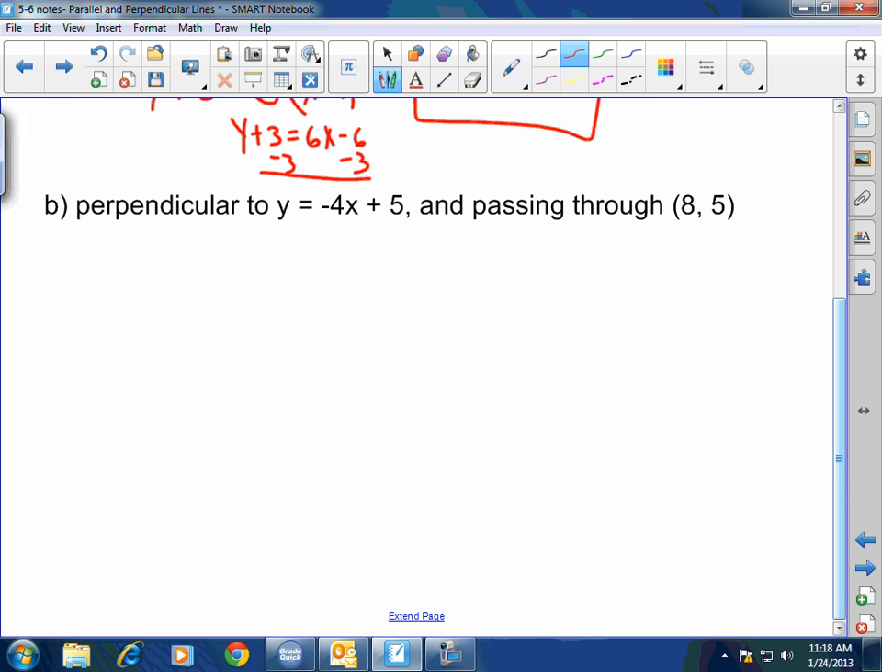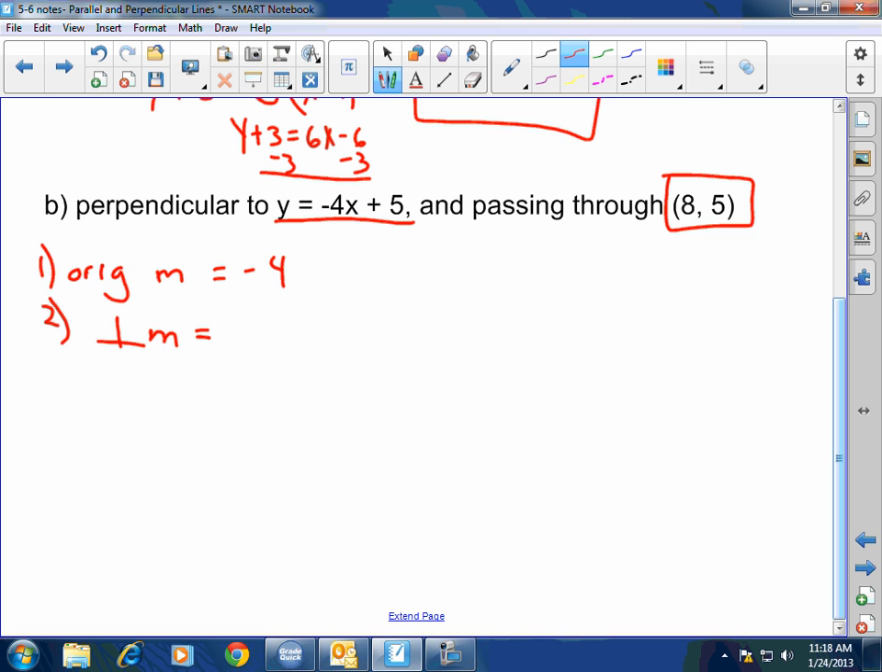I want to find now a perpendicular line. It's perpendicular to this line, and it goes through this point. Step 1, what is the original slope? Negative 4. Step 2, what is the perpendicular slope? It's the negative reciprocal, guys. So you multiply by negative 1, and then you flip it. To find a negative reciprocal, you multiply by negative 1, and then you flip it. So what is the perpendicular slope? 1/4.